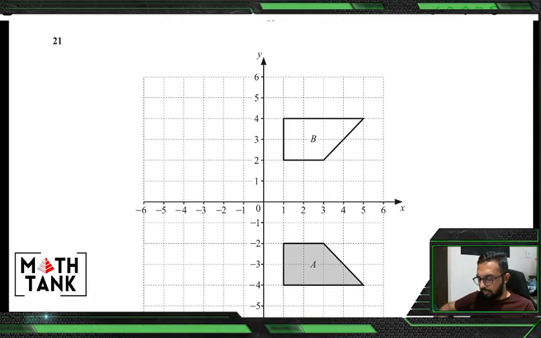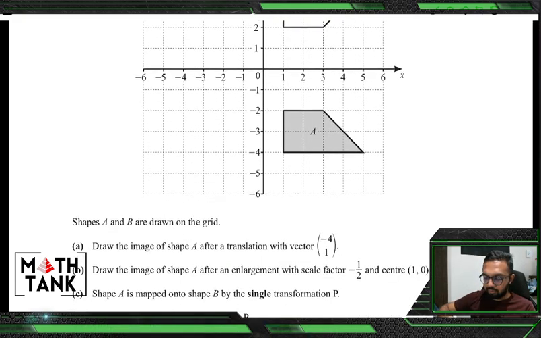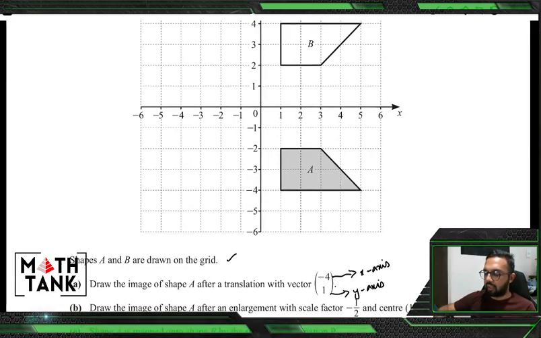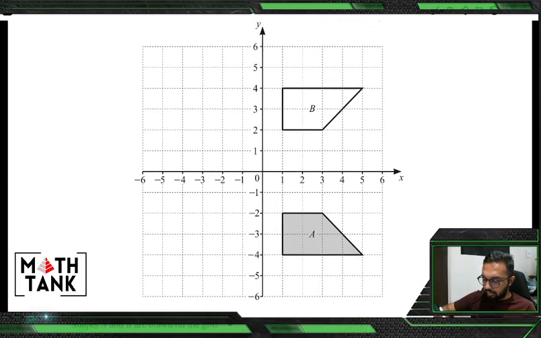You see two shapes being drawn, A and B. Shapes A and B are drawn on the grid. Draw the image of shape A after a translation with vector -4 and 1. So this is a movement on the x-axis, and this is a movement on the y-axis. So I have to take A and move 4 units to the left and 1 unit up. So I'm going to start drawing 1, 2, 3, 4, and 1 unit up. So this point has come here.